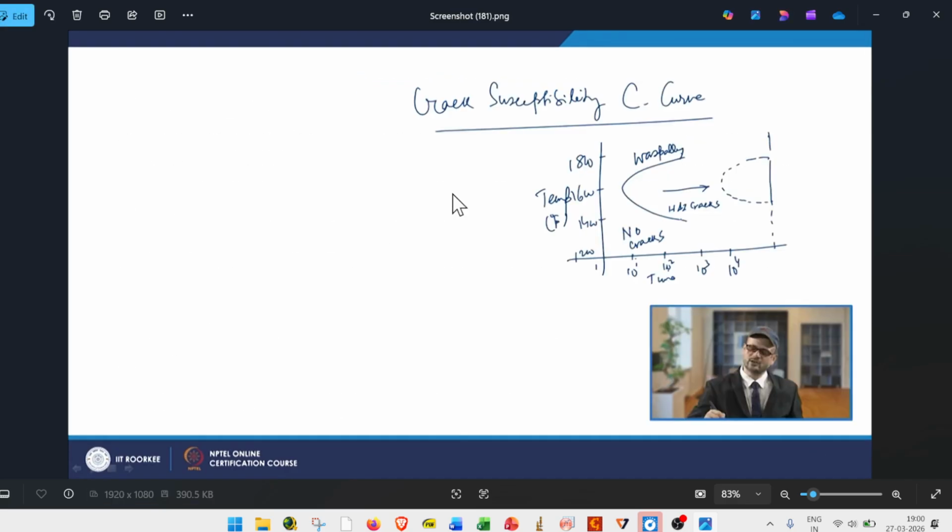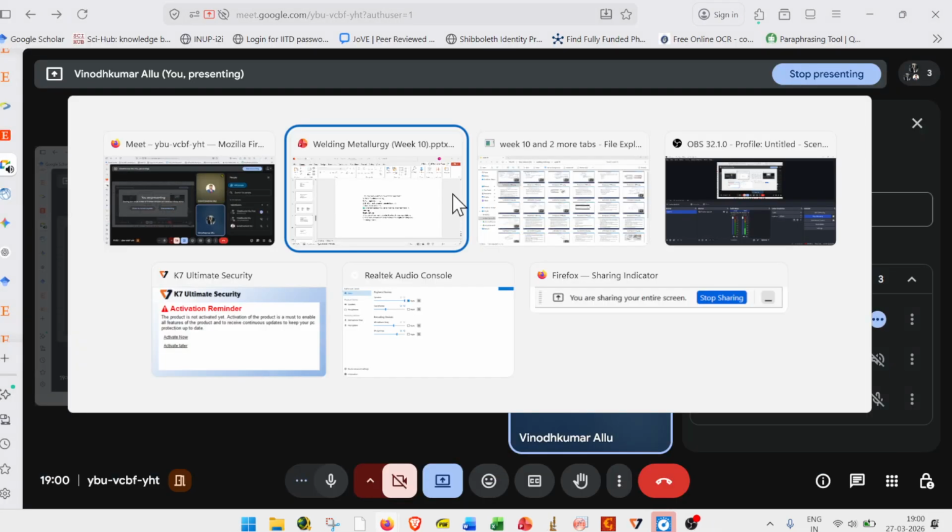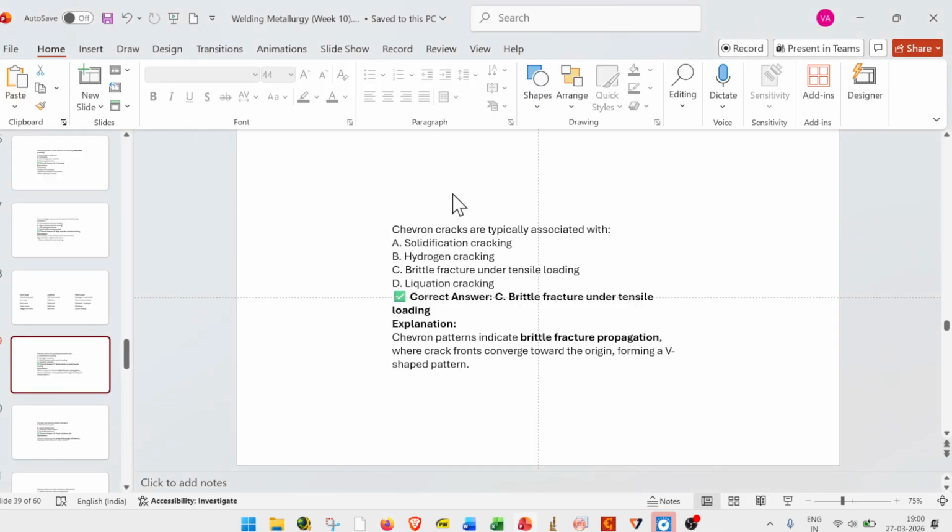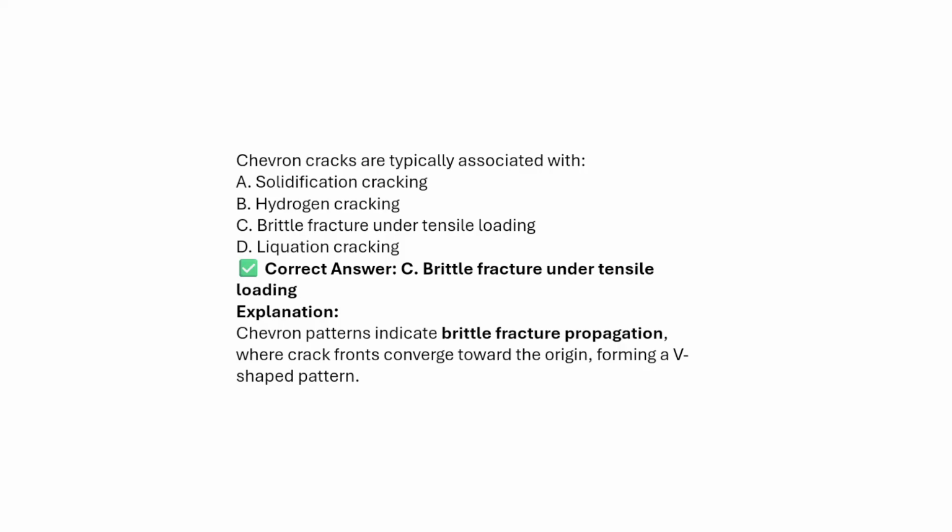So next we can see some problems with this one. Okay. Chevron cracks are typically associated with: A, solution cracking; B, hydrogen cracking; C, brittle fracture under tensile load; D, liquation cracking. So the answer will be that it is due to the brittle fracture under the tensile load.